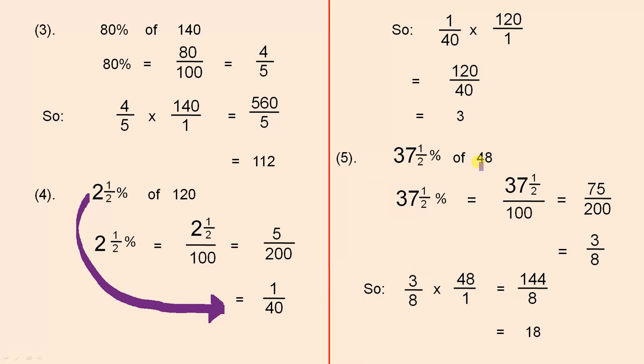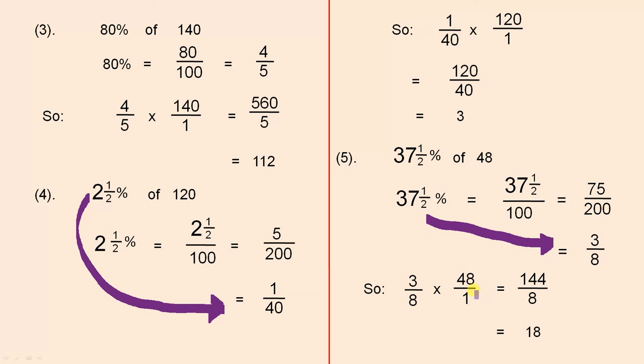37.5% of 48. 37.5% is 37.5 over 100. Multiply top and bottom by 2. That gives us 75 over 200. Divide top and bottom by 25. That gives us 3 over 8. So there we are. So 37.5% is actually 3 over 8.